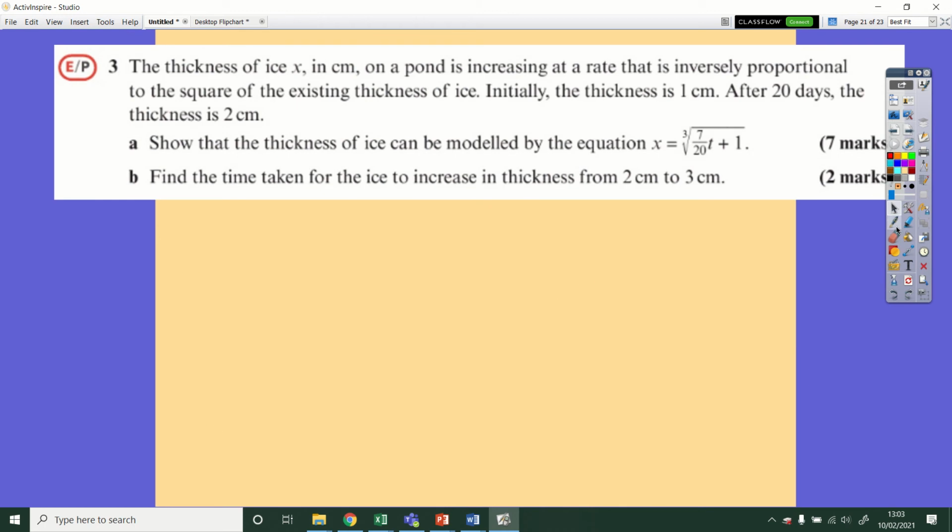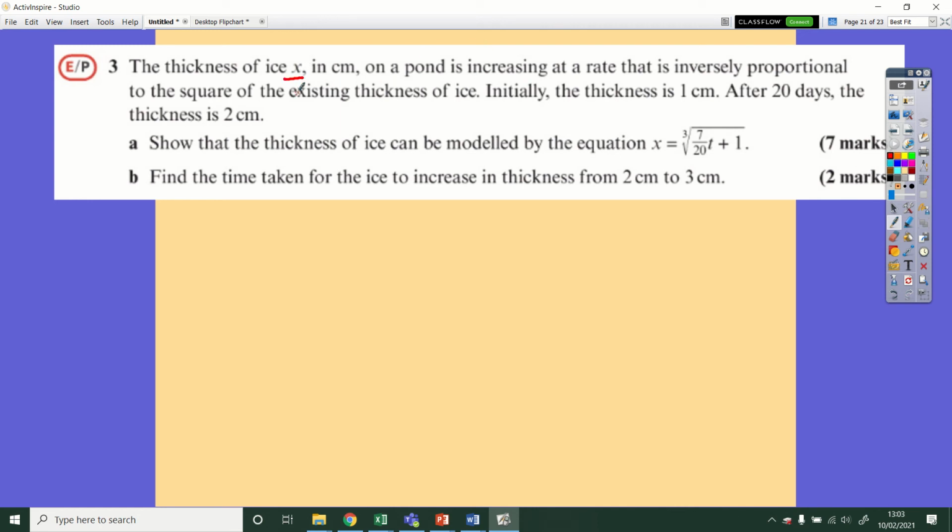Okay, moving on to question 3. This is the thickness of ice, which is x in centimeters on a pond, increasing at a rate inversely proportional to the square of the existing thickness of ice. Okay, so quite a complicated sentence, but we'll break it down.